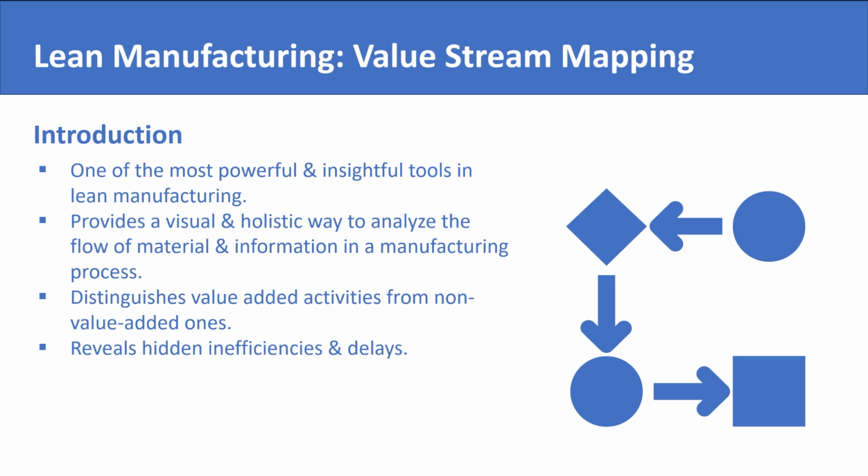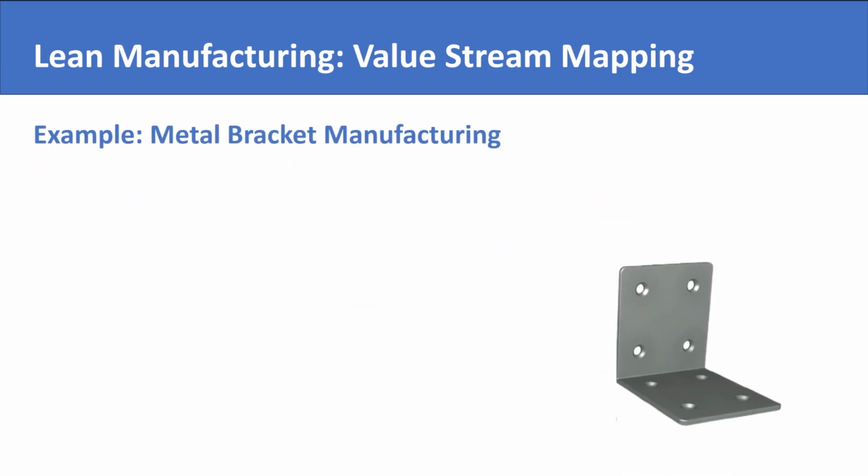Let us understand how to develop a value stream map by using the example of a very simple metallic bracket manufacturing process. The first thing we need to understand is that a value stream map is created twice.